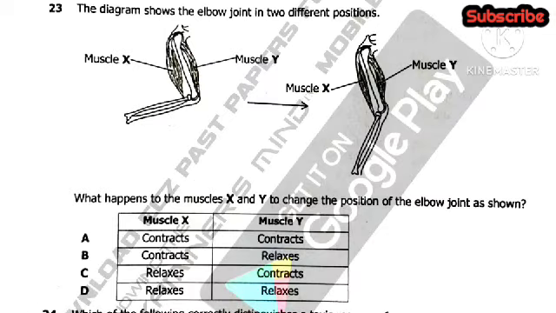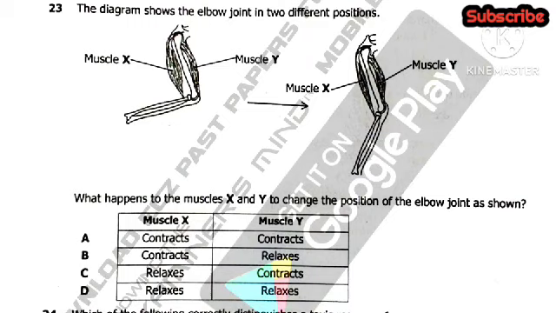23. The diagram shows the elbow joint in two different positions. And then we have muscle X and muscle Y. So this elbow joint is now stretched. You can see, right? It is now stretched. Check very well. It was like this. It's now stretched.